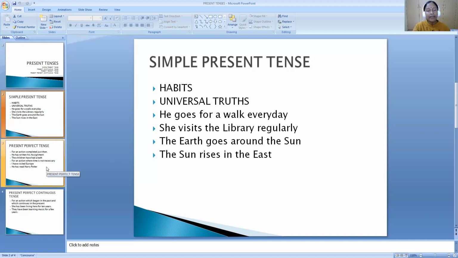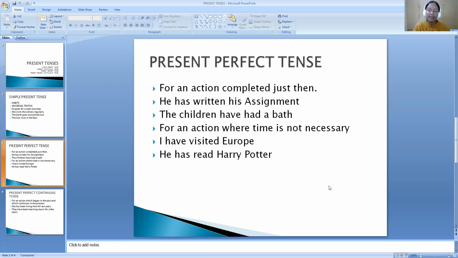Because it is very easy to understand, only the difference between the simple present tense and the present continuous tense should be noted, because we, as non-native speakers, use continuous tenses even where the present tense should be used. So let me take you to the next slide, which is about the present perfect tense, my dear friends.